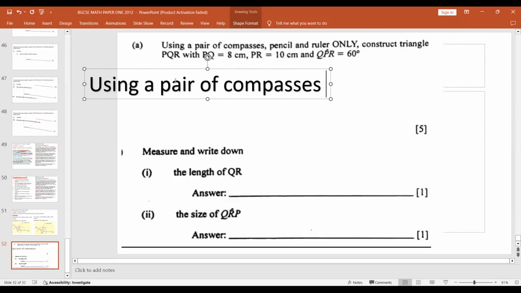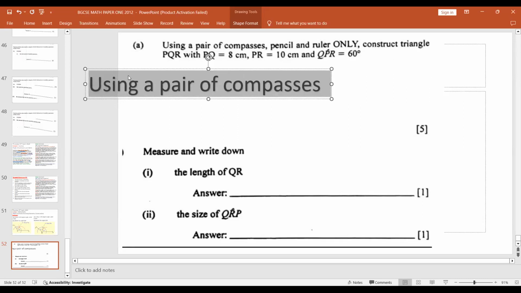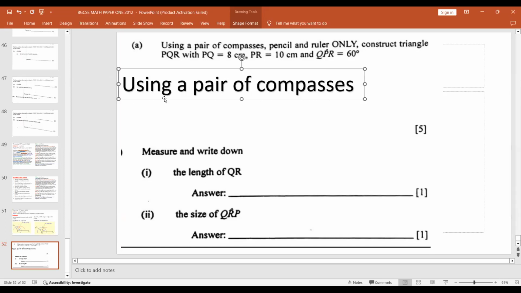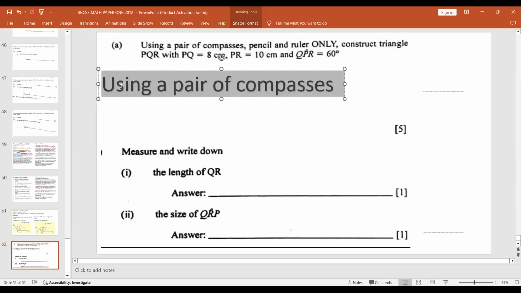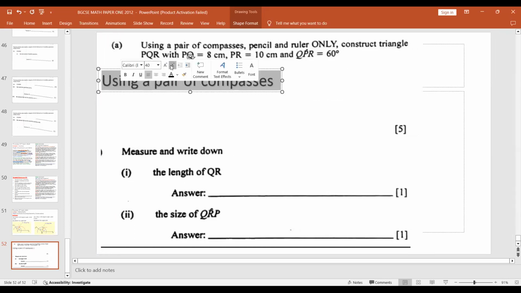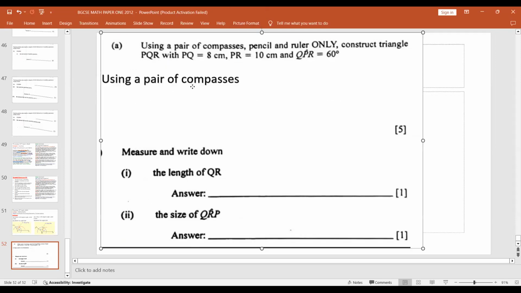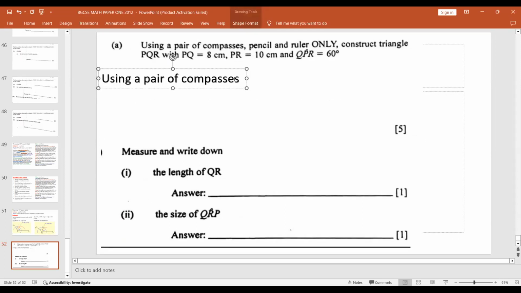So they're telling you that you're going to construct, right? Because you're going to use a compass. And by the way, if you do not have a compass and a geometry set already, you're going to need them in your exam. So make sure you buy a geometry set, or if you are not working, ask your parents or someone you know to buy you one.